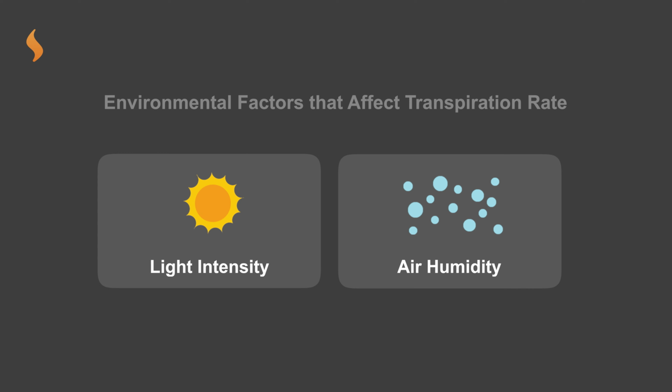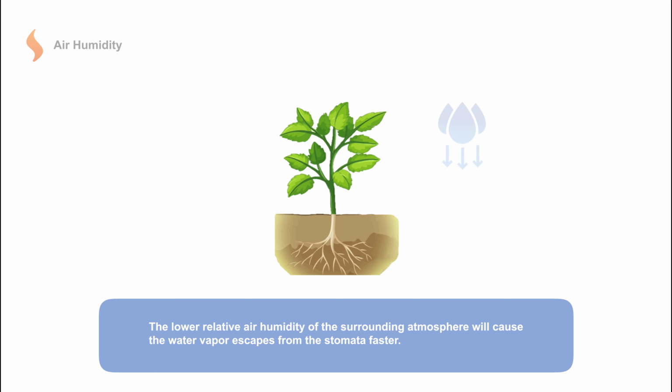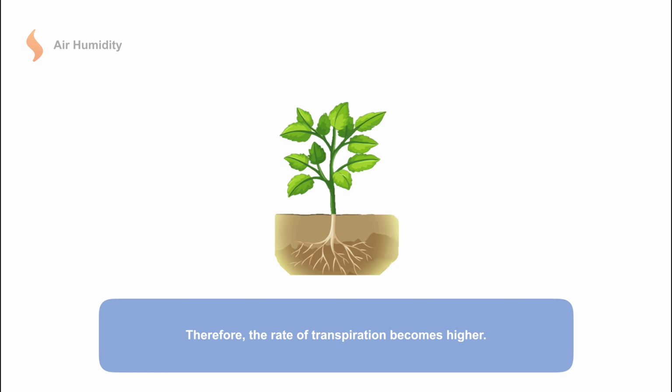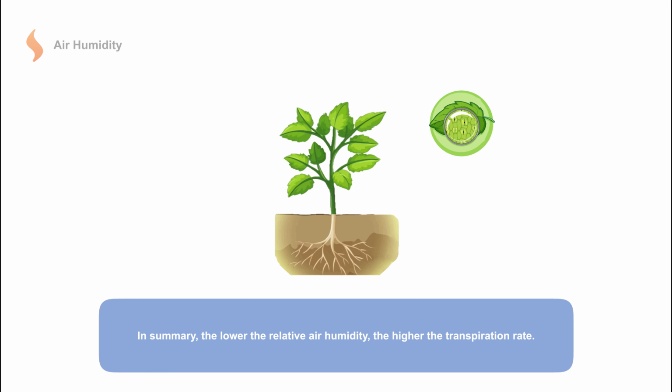Now, we will look at how air humidity will affect the transpiration rate. The lower relative air humidity of the surrounding atmosphere will cause the water vapor to escape from the stomata faster. Therefore, the rate of transpiration becomes higher. In summary, the lower the relative air humidity, the higher the transpiration rate.